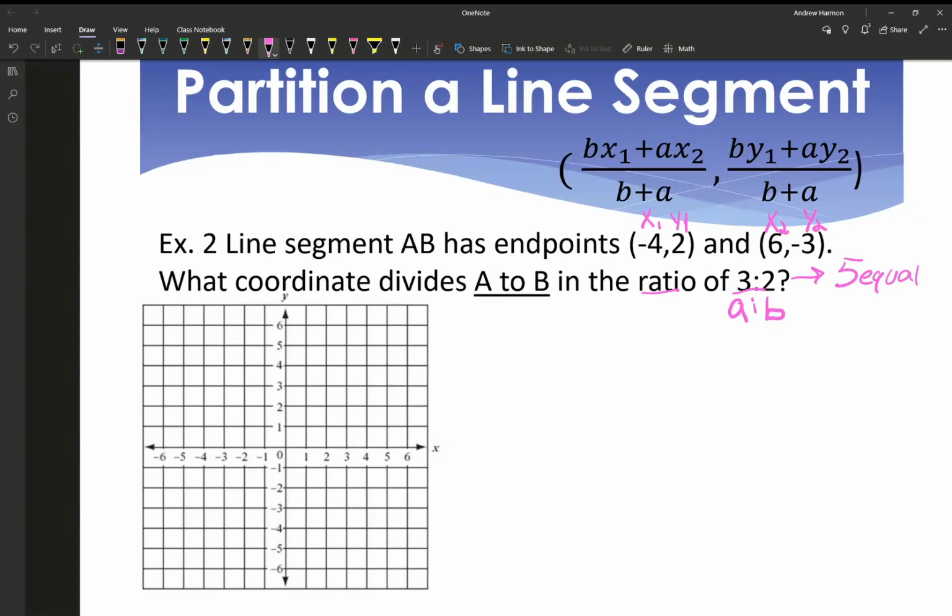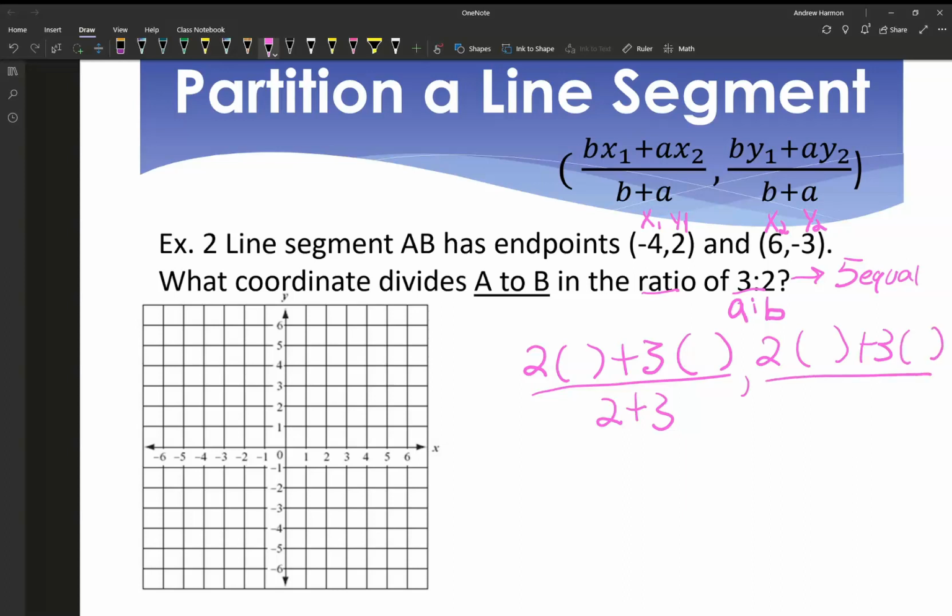And remember, I always like to do B parentheses plus A parentheses all over B plus A. Do the same thing for the y. B parentheses plus A parentheses all over B plus A. You can just go back, put in your x1, which is negative 4, put in your x2, which is 6, y1, which is 2, y2, which is negative 3. And from there, we just simplify.